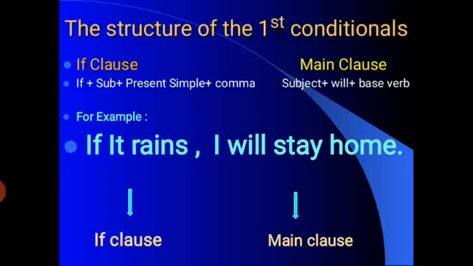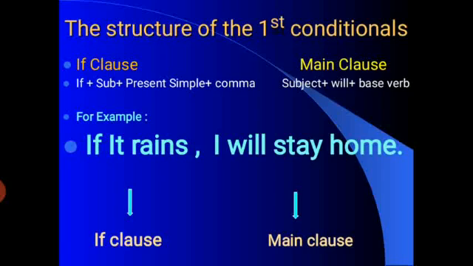Then in the next clause, which is the main clause, we are going to use subject, and here in this example we have the subject I plus will plus first form of verb, and we have used first form of verb here, that is stay, and then we are going to have the object here. So if it rains, and the next clause is I will stay home. In the first clause we are going to have if it rains, and in the second clause we are going to have I will stay home.